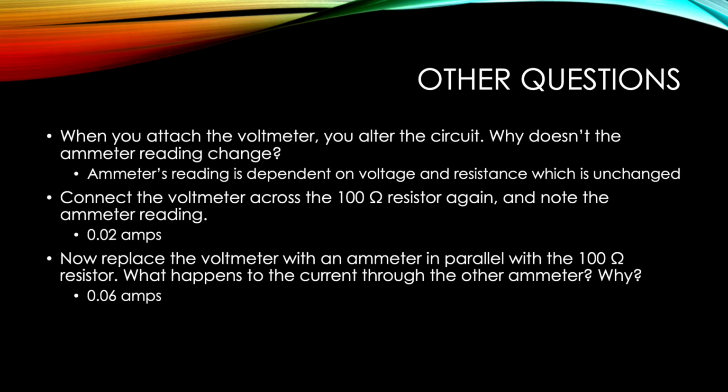Finally, if we add an ammeter in parallel with the 100 ohm resistor, the current goes up to 0.06 amps, and this is due to the current taking the path of least resistance across the ammeter instead of the resistor.